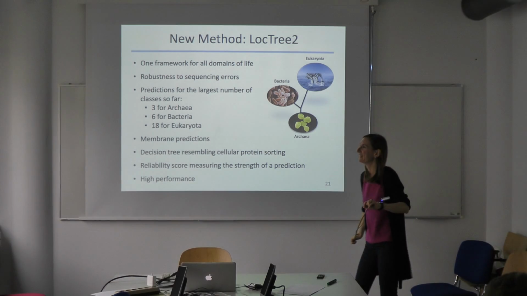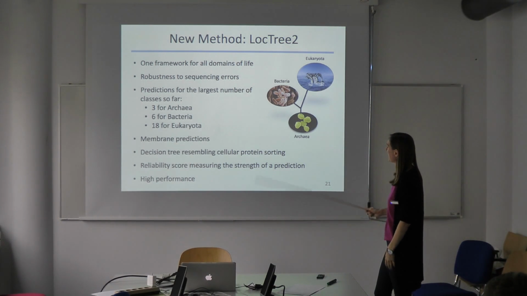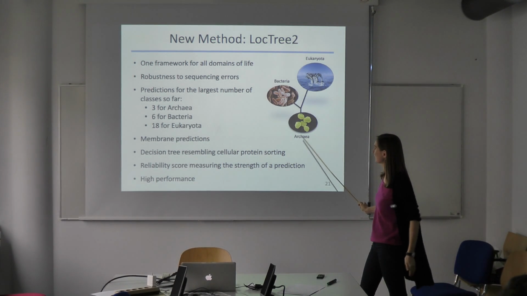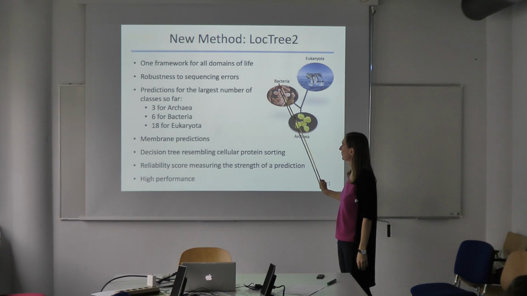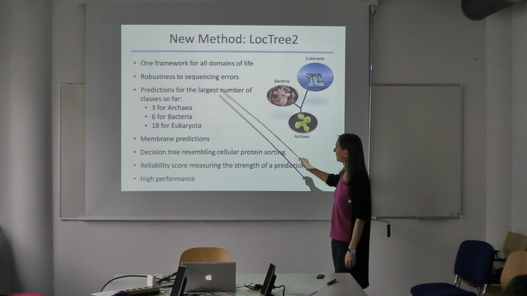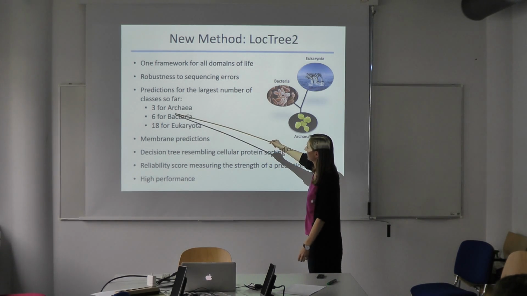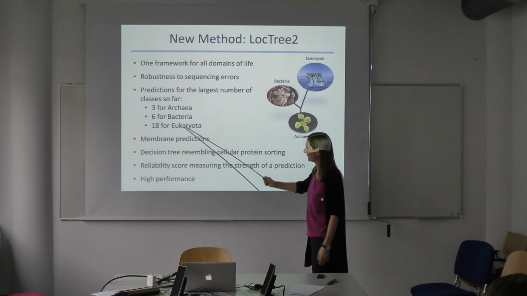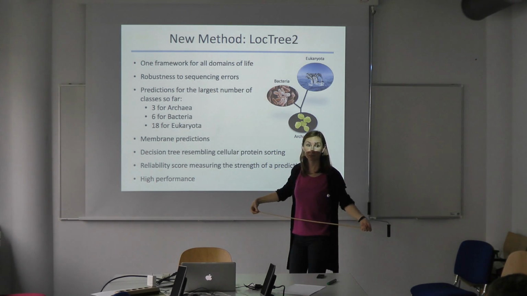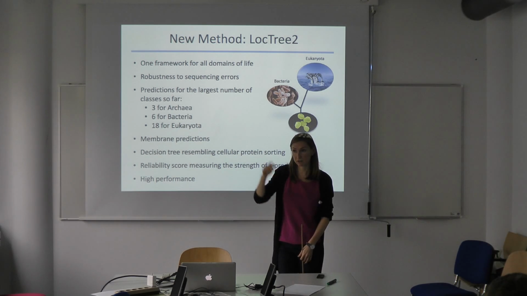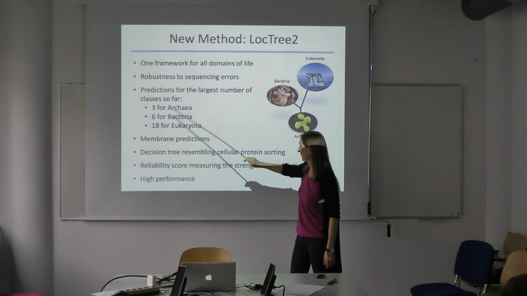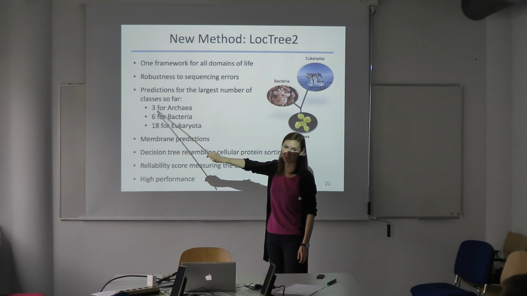Okay, so this method log32 was one framework for, as I said, all proteins. It was robust for sequence errors. I will tell later what it is. It predicts 3 classes for bacteria, 3 for archaea, 6 for bacteria, 18 for eukaryota. These are localization classes. The numbers seem low. If we think of the GO tree, there were like 3,000 something terms. These numbers are low, but this is the best.